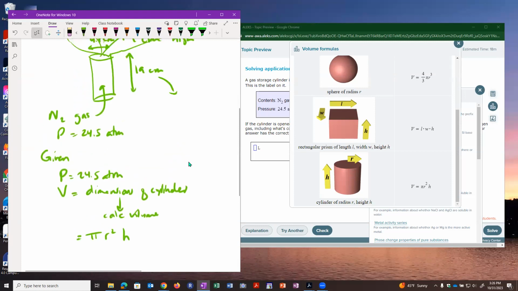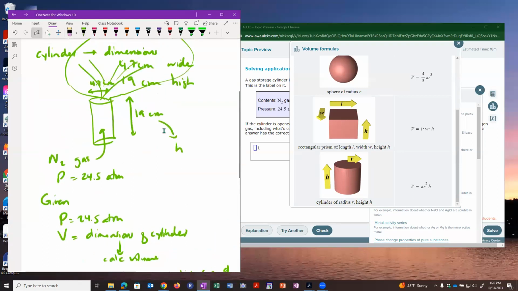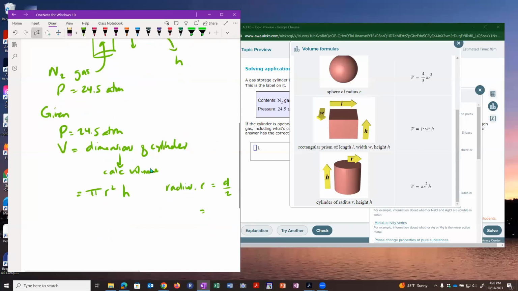So the h here is going to be 19 centimeters. The r, the radius, is just simply the diameter, or the width, divided by 2. So if the width here was 4.7 centimeters, 4.7 divided by 2 would be 2.35 centimeters. That's your r. So we can use that formula to calculate the volume. We have pi, which you can plug into your calculator, we have r that's going to be squared, and then we have our h.